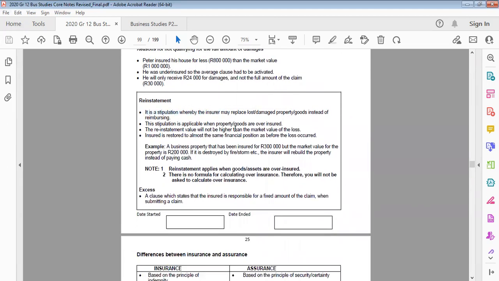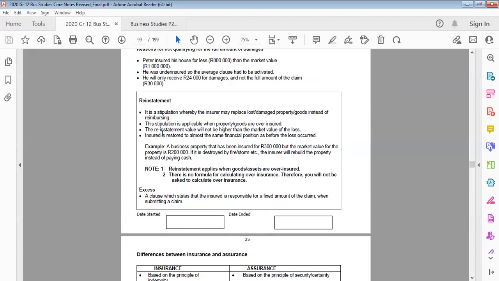Reinstatement is a stipulation whereby you actually get your goods back instead of being paid out. You get the goods replaced. Okay, this stipulation is applicable when property goods are overinsured. Here they say the insurer may replace lost or damaged goods instead of reimbursing. Okay, the reinstatement value will not be higher than the market value of the loss. So will not be higher. That is very important. Take that down as part of your summaries. The insured is restored to almost the same financial position as before the loss occurred.